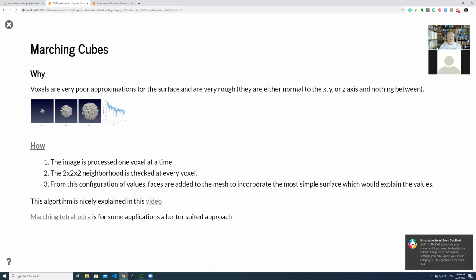There is a very nice video showing how this works. The first part, at least. The second part is about the coding. If you like that, of course, continue watching. But the first part is very nicely animating how the marching cubes work.